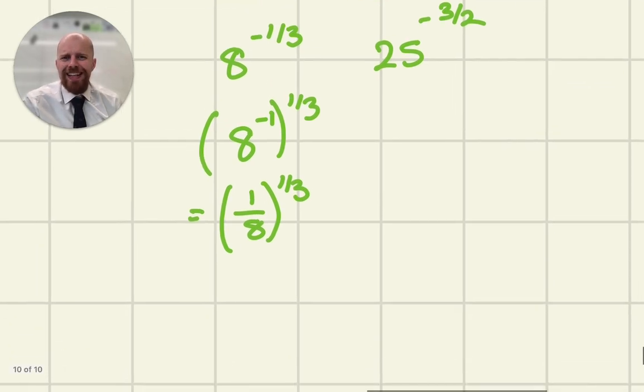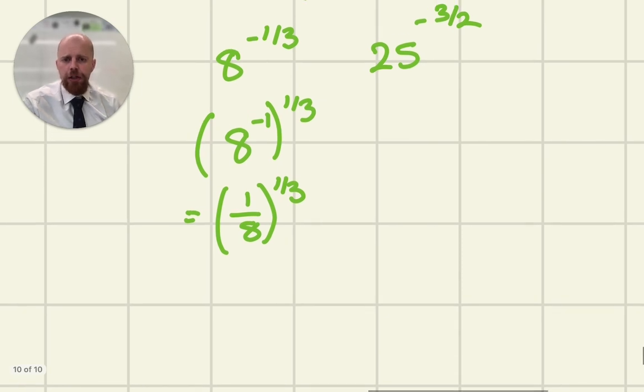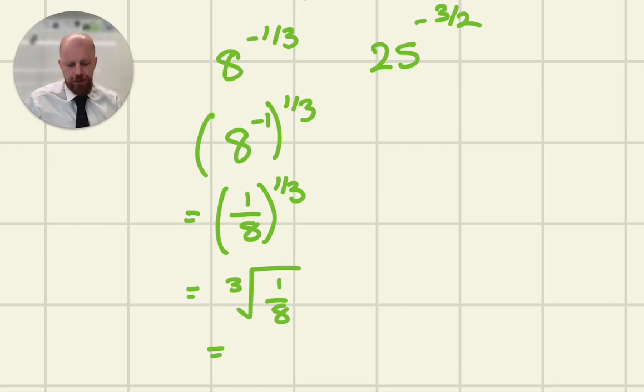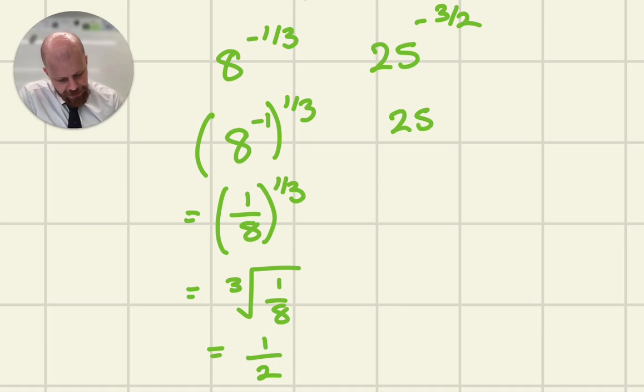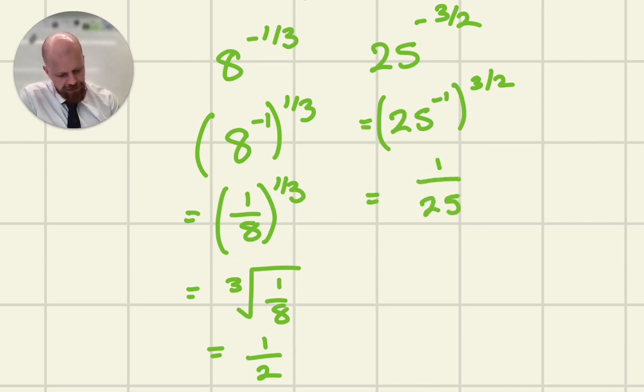And remember, when we're taking a fractional power, power 1/3 means cube root. So I'm taking the cube root of 1/8, which is the same as the cube root of 1 divided by the cube root of 8, which would just be 1/2. You can split the fraction up as such. If you're raising to the power minus 3/2, we'll do the same thing. We'll do 25 to the minus 1, and then to the power 3/2. 25 to the minus 1 is 1/25, and we're going to raise that to the power 3/2.